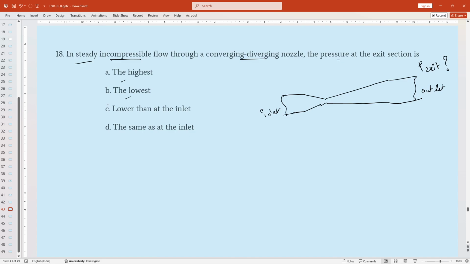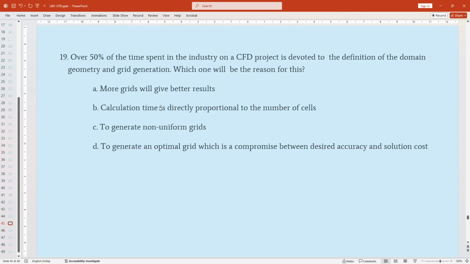Our answer is option C, lower than that of the inlet. The key parameter here is incompressible flow. If it was a compressible flow, then it would have changed. It would have depended on the inlet flow velocity and the Mach number. But here it is specifically mentioned as incompressible flow, so we can for sure say that the pressure at the exit will be lower than that of the inlet. Moving on to next question.